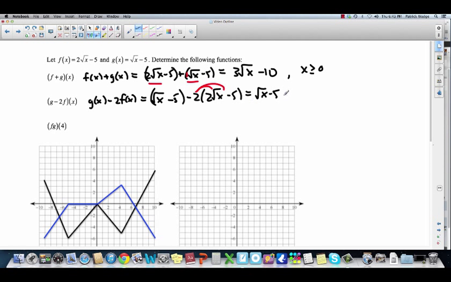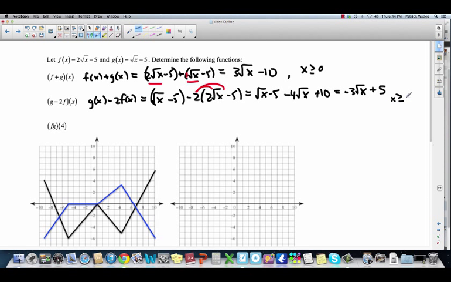So we got negative 2 times 2 root x is negative 4 root x, and negative 2 times negative 5 is plus 10. Combine like terms again, we have 1 root x, take away 4 root x, which gives us negative 3 root x, and we have negative 5 plus 10 is plus 5. Again, we need to restrict the domain.